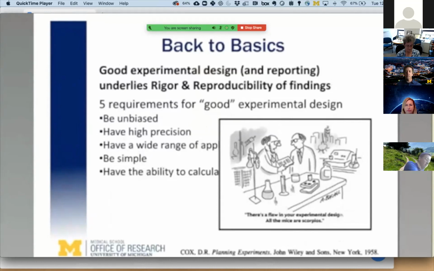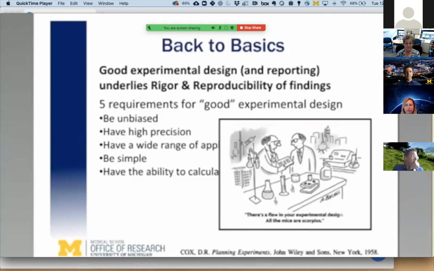So if we go back to the basics, from the perspective of any scientific experiment, a good experimental design and reporting of it underlies having rigor and reproducibility of these findings. And the idea of what makes a good experimental design is to be unbiased. As you see in the cartoon here, there's a flaw in your experimental design. All the mice are Scorpios. Again, I'm not exactly sure differentially what that would do with the treatment they're testing there, but there may be an impact. Those mice are all too similar.